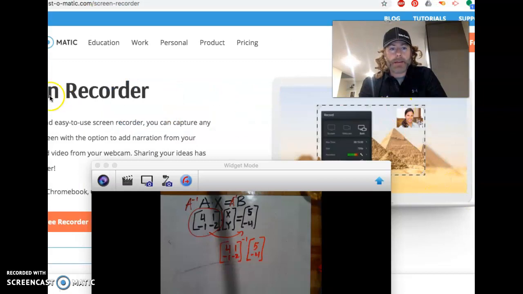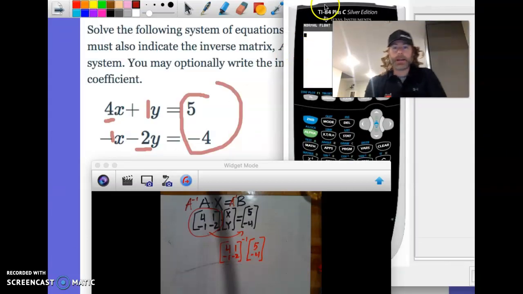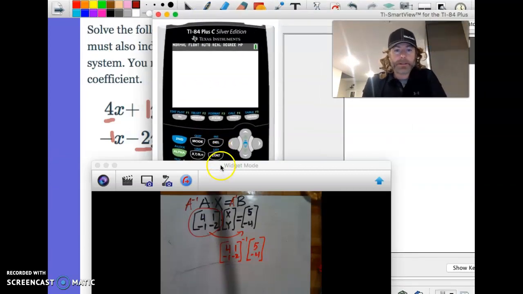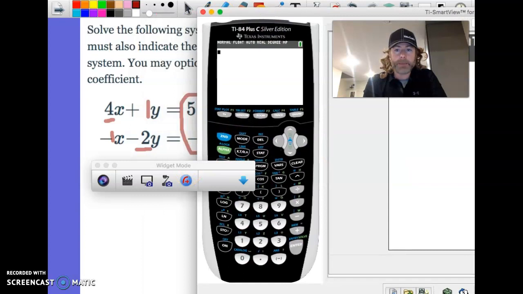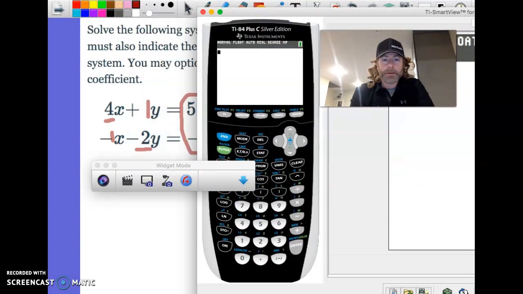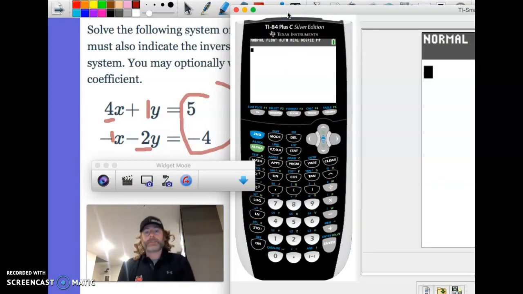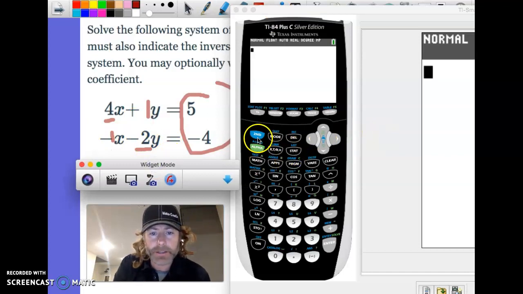So to do that, what I would like to show you guys is we are going to use our calculator here. We have not used that in a while, but we're going to use our calculator, and we are going to take the inverse of A and multiply it by B. All right. So first of all, we're going to put the matrices in. I'm going to show you how to do that. Putting in matrices looks like this.